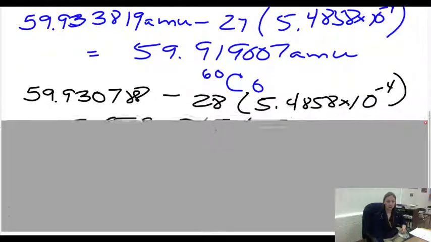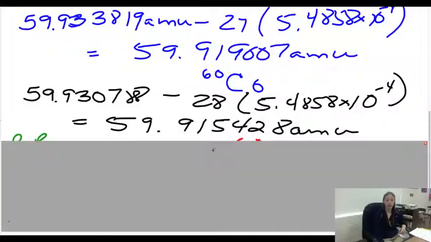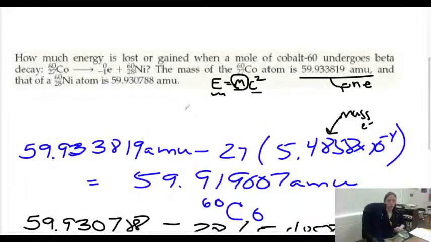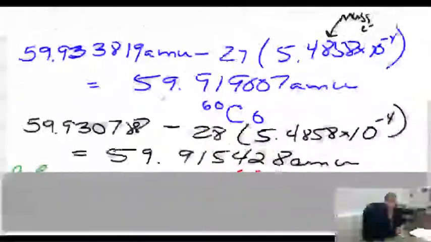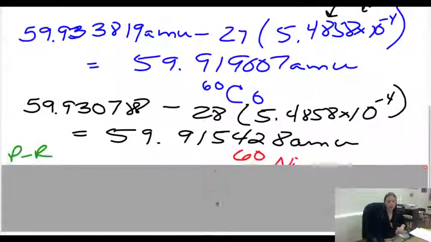The same thing for my nickel atom. Take my 59.930788, minus the 28 times 5.4858 times 10 to the negative fourth. That's the electrons that I'm getting rid of, since nickel has another electron. Well, when I look at my reaction, I'm going to take my products minus my reactants and figure out how much mass was lost there. These are my products. This is my reactant. So I'm going to take products minus reactants.